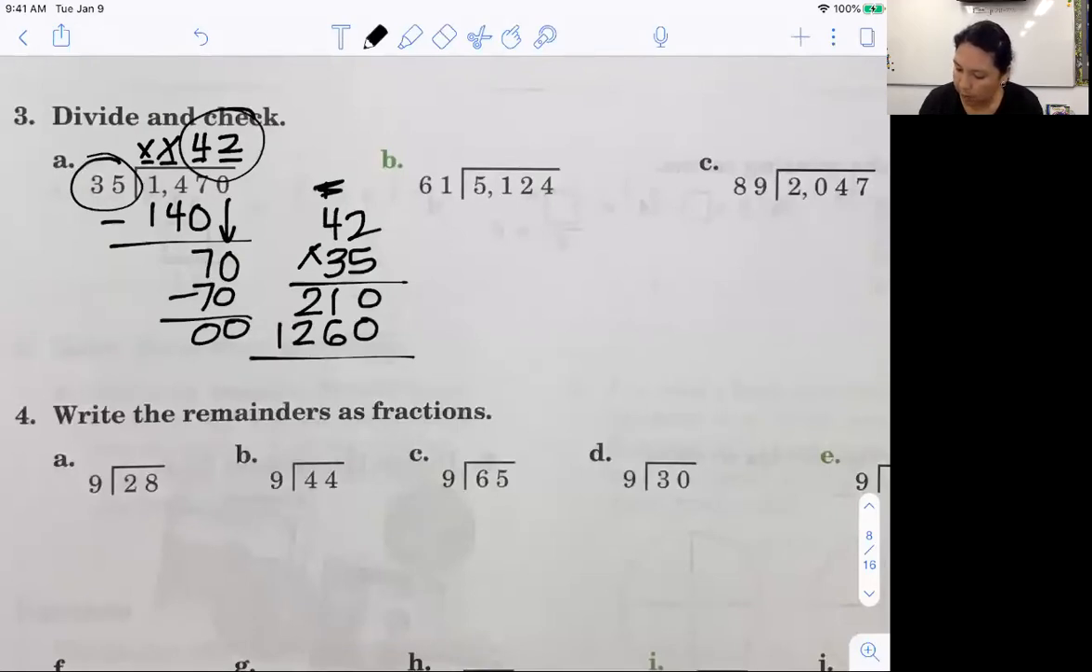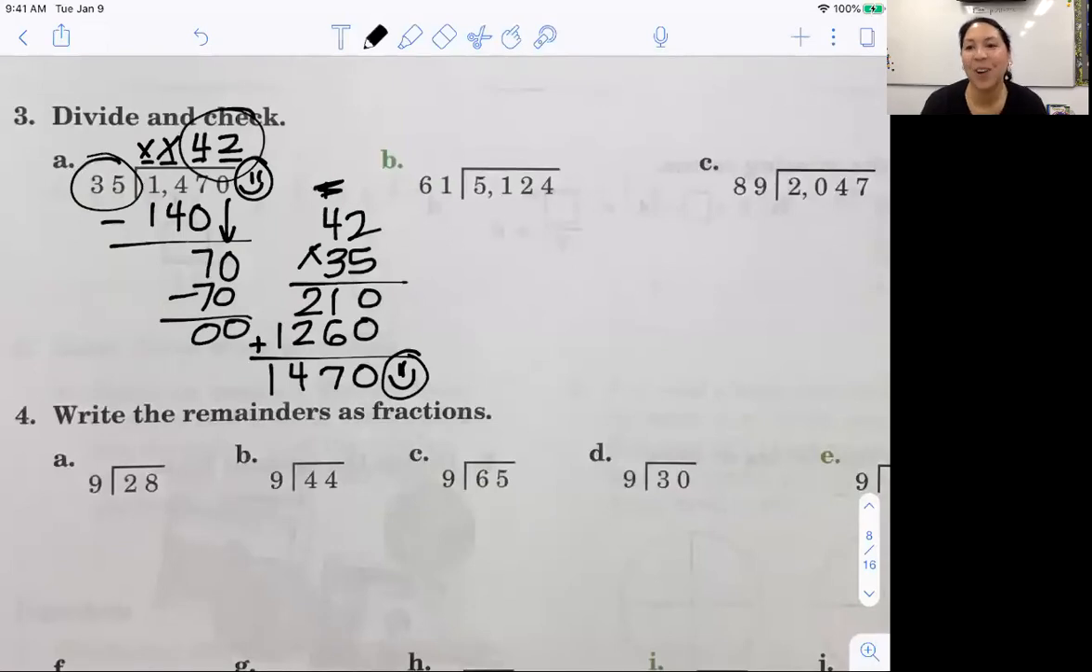There was no remainder, so I don't have to do any adding of a remainder after. So let's just add this up. 0 plus 0 makes 0. 1 plus 6 makes 7. 2 plus 2 makes 4. And 1 plus nothing is 1. So 1,470 matches our 1,470.